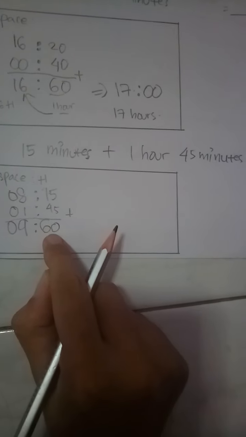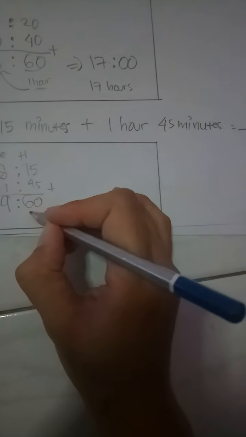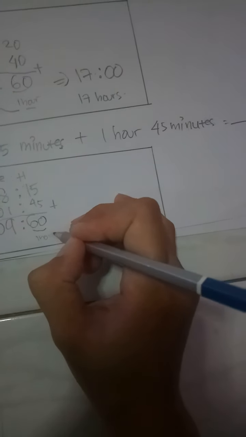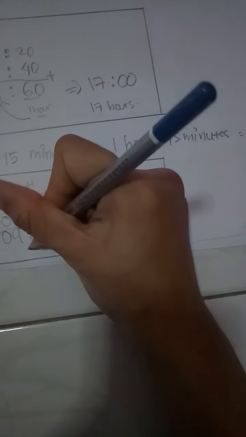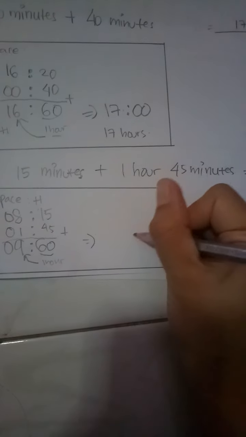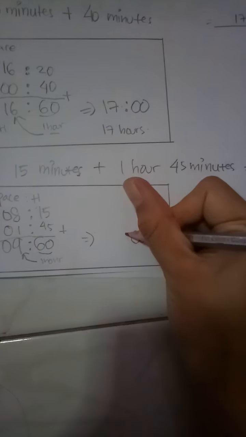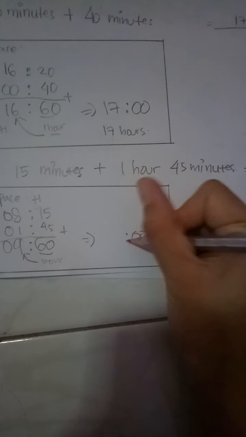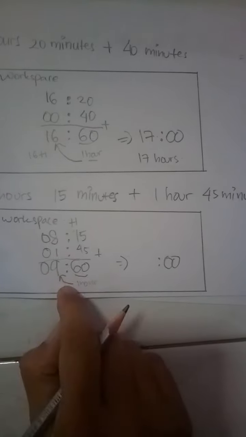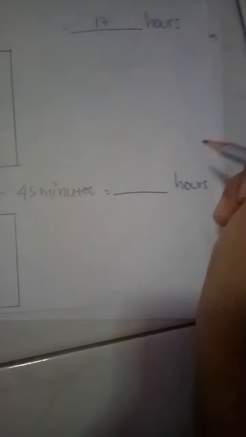Remember, you may not write down 60 in the minute place. You have to change it to 1 hour, and add this to here. Okay, become. You make 0, yeah. Take away the 60 first. Okay, this one, 9 plus 1 becomes 10. So the answer is 10 hours. Okay.